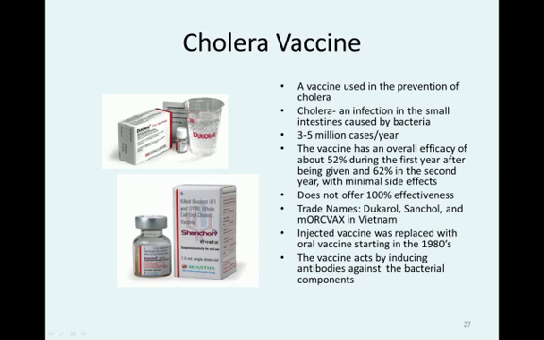Cholera vaccine. A vaccine used in the prevention of cholera, which is an infection in the small intestines caused by bacteria. There are 3 to 5 million cases per year. It does not offer 100% effectiveness. Injected vaccine was replaced with the oral vaccine starting in the 1980s.